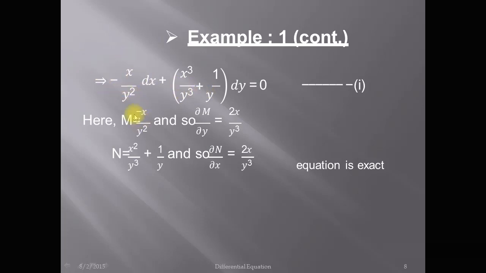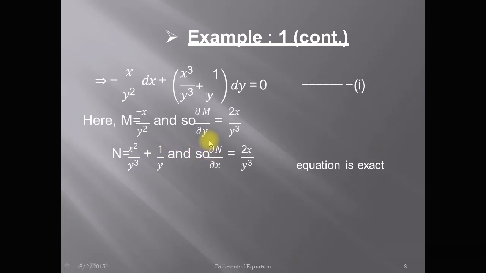So the new function M is now minus x by y square, and the new function N is x cube divided by y cube plus 1 over y. Taking the partial derivative of M with respect to y, it is equal to 2x divided by y cube. And the partial derivative of N with respect to x, using the power rule, is 2x divided by y cube, and this term is treated as a constant, so the partial derivative of this term with respect to x is 0.